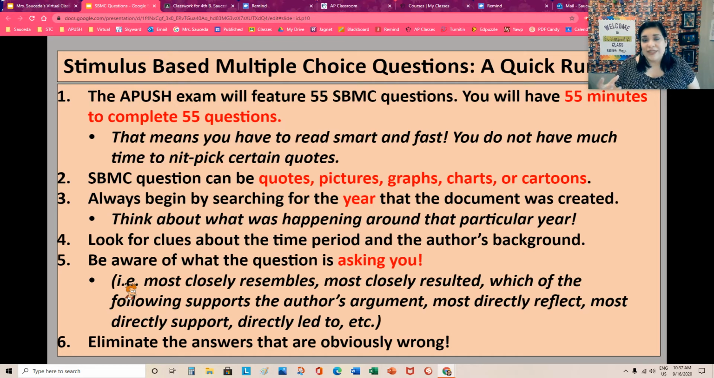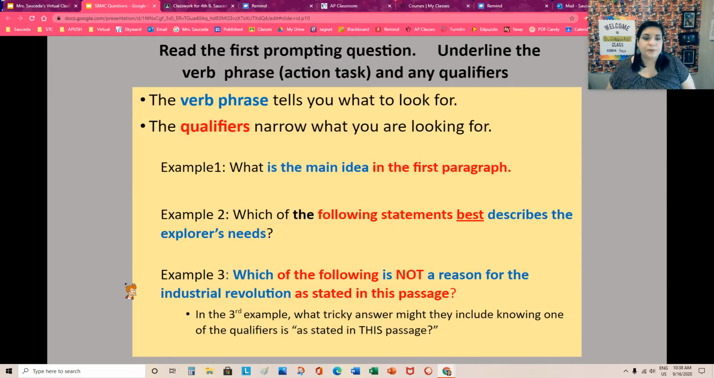Now you always want to look for the year that the document was published because that's going to give you a lot of context. If it's, let's say, published in 1803, you know that's one of two things. That's either the Louisiana Purchase or the Marbury versus Madison decision. If you get something like 1845, you know it has to deal with Texas annexation or manifest destiny. Look for clues into the time period to help you. And then number 6, the most important thing, eliminate answers that are obviously wrong. There's usually, on average, going to be 2 answer choices that are completely wrong.